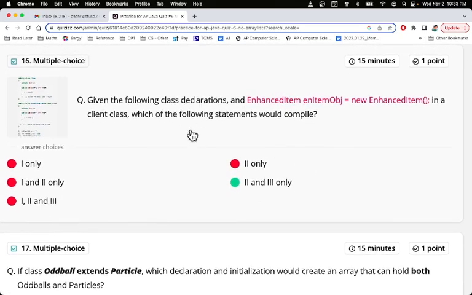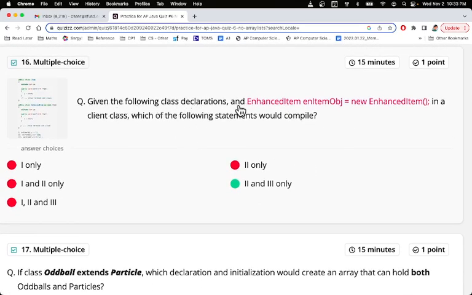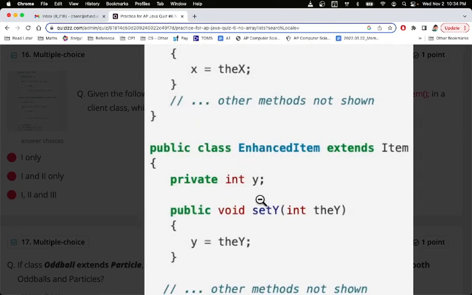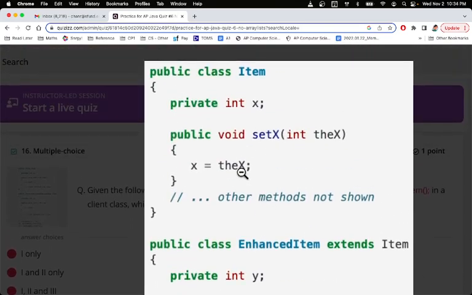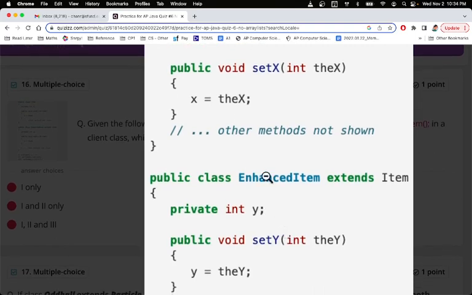Even though this one, right, is a little wordy: given the following class declarations and EnhancedItem itemObj equals new EnhancedItem in a client class, which of the following statements would compile? College Board loves asking these kinds of questions. So EnhancedItem extends Item. This is the child, that is the parent. And it looks like we have x and y variables. Item, the base class, has x. That's what's special about it. And then EnhancedItem inherits that x coordinate from Item, and it has its own y coordinate.